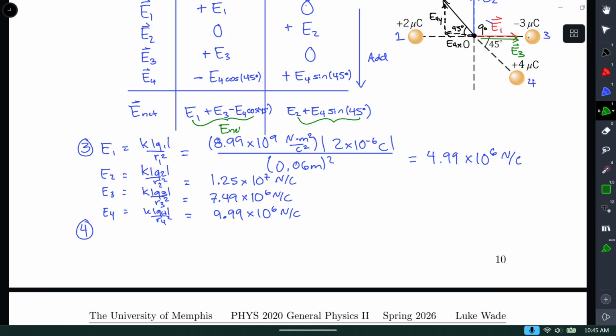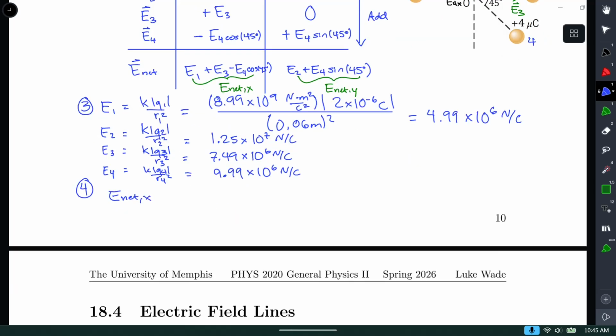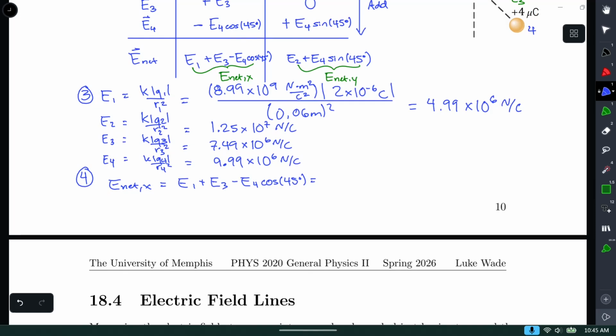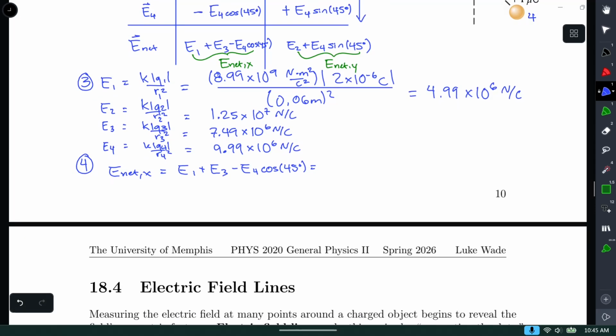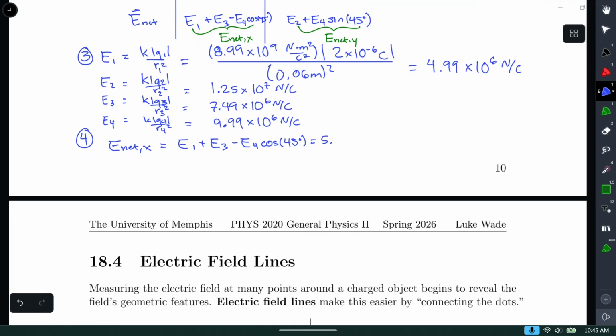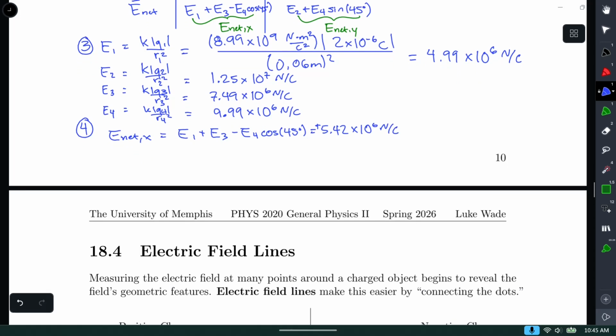This is the x component of my net electric field, and this is the y component. So E net x is E1 plus E3 minus E4 cosine 45. And I just use the values I just computed for those. I'm not going to plug them in because it's just so much writing. But 5.42 times 10 to the 6 newtons per coulomb, and it is a positive value. Think about what that means, and we'll sketch it in a second.